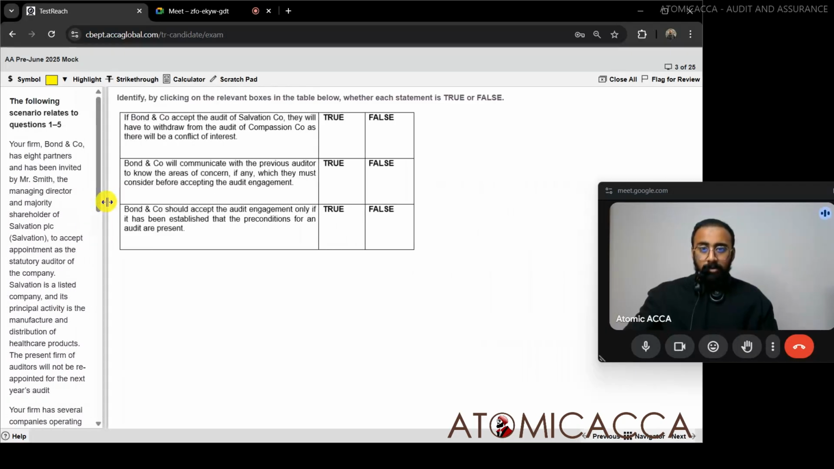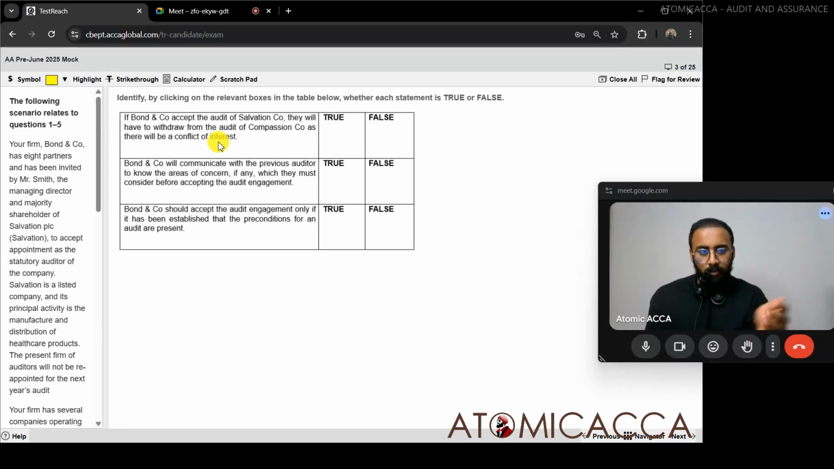Identify by clicking on the relevant boxes in the table below whether each statement is true or false. If Bond and Company accept the audit of Salvation Company, they will have to withdraw from the audit of Compassion. Compassion means that similar client, as there will be a conflict of interest. Just because there's a conflict of interest, you do not have to back off from the audit. You just have to maintain the safeguards and ensure that both of them are approving this. Okay, no problem. You can go ahead with the audit.